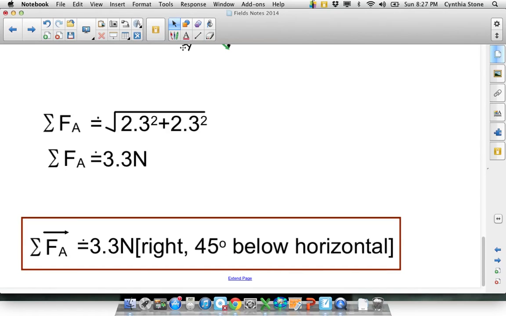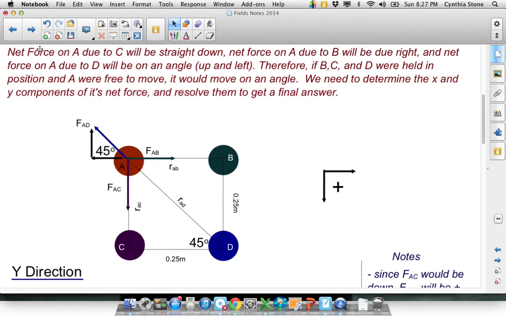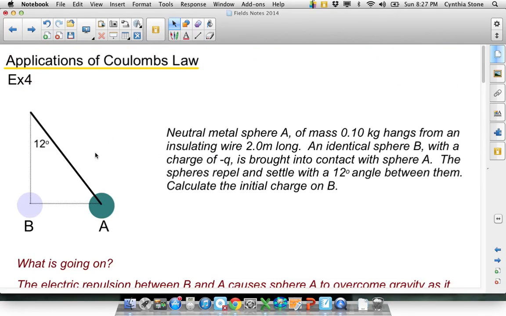Okay, so that's a tough one. It's a big, long question, and it is definitely important to understand this one as well. This last example on Coulomb's law is really important to understand because it is similar, not exactly the same, but very similar to your lab. You're actually going to do this with the little pith balls. This is the lab for this.